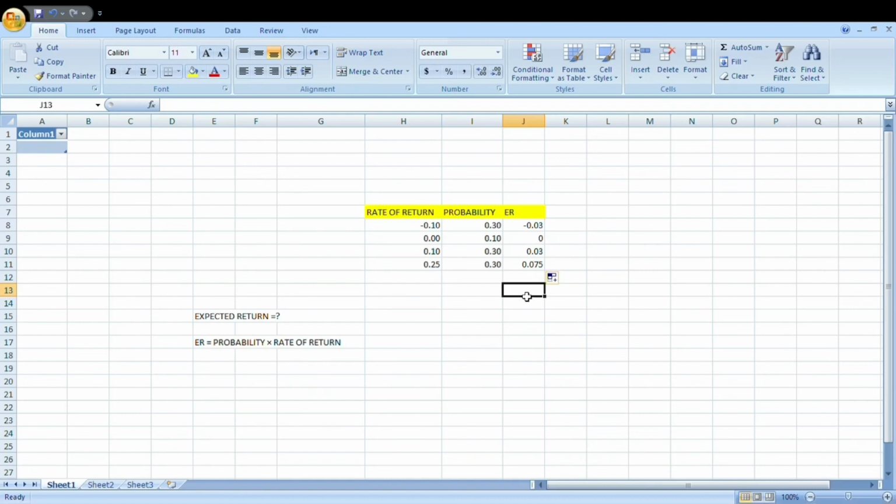Now we have to find the sum of these expected rates of return. For calculating the sum, enter the equals sign, then SUM, then select all the values for the expected rate and press enter. As you see, we have got the sum, which is 0.075. So I hope you understand this question.